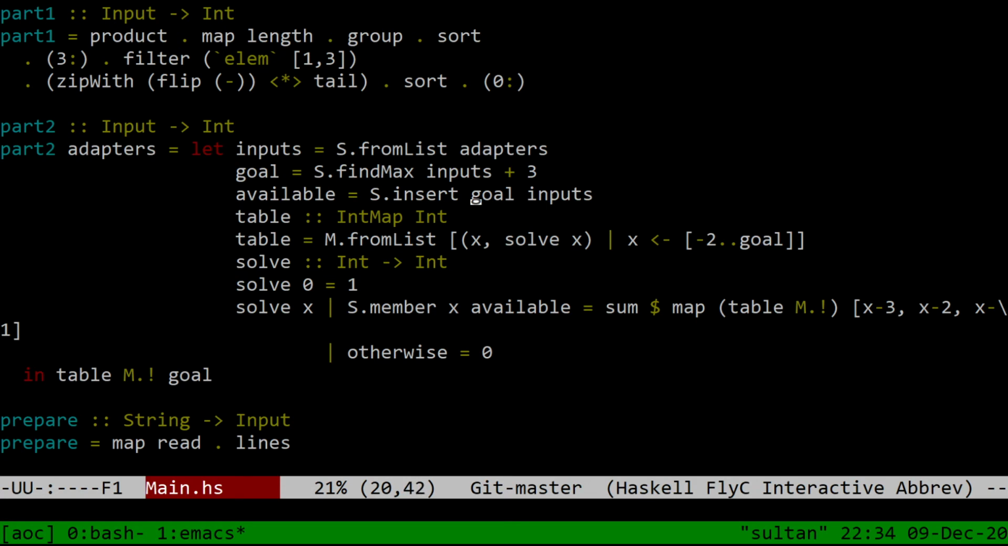So we just add to our inputs the goal, because we also want it to be possible to get to the goal. And then we just build a table where we say for each x, solve for that x. And you actually have to start at minus 2, because otherwise when you try to solve 1, it says, oh, let me look up in the table what 1 minus 3 is. And we just have to say, yes, go ahead and cache that value. We could have enhanced solve to handle, like, if x is less than 0, it's 0. But I don't know, it just seemed fine to put it into the map. Why not?